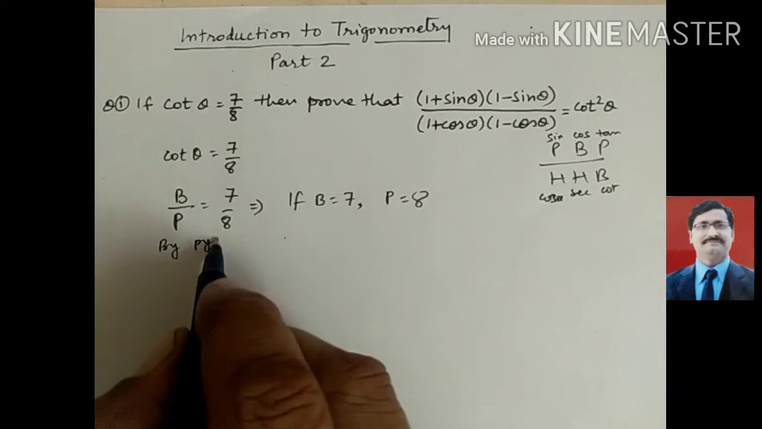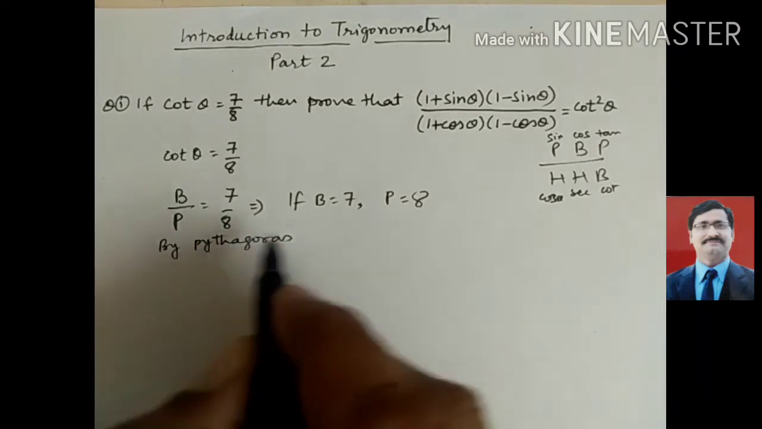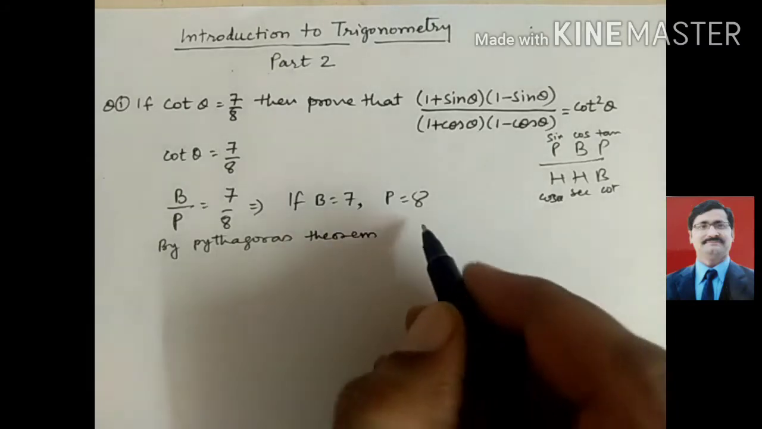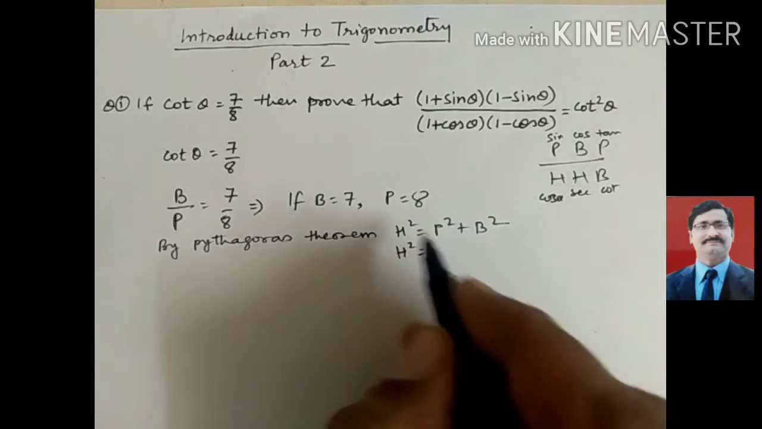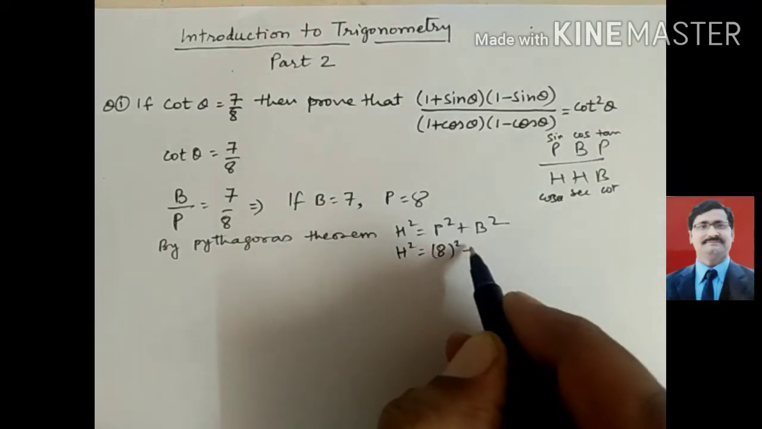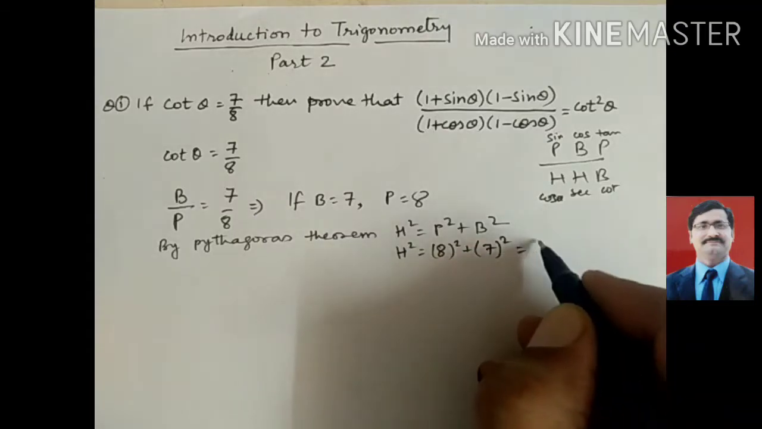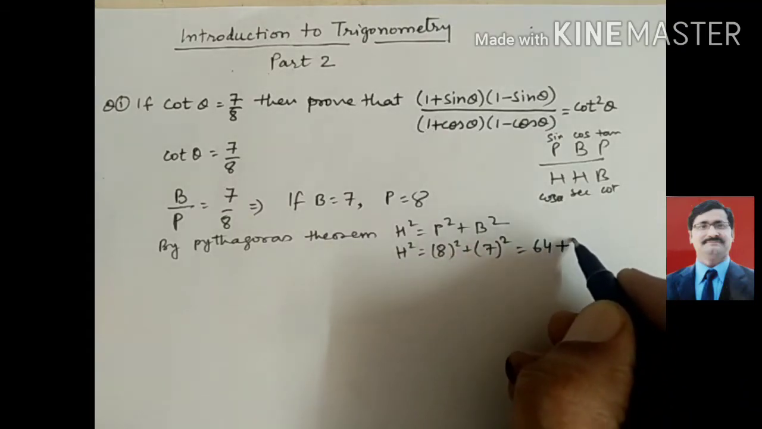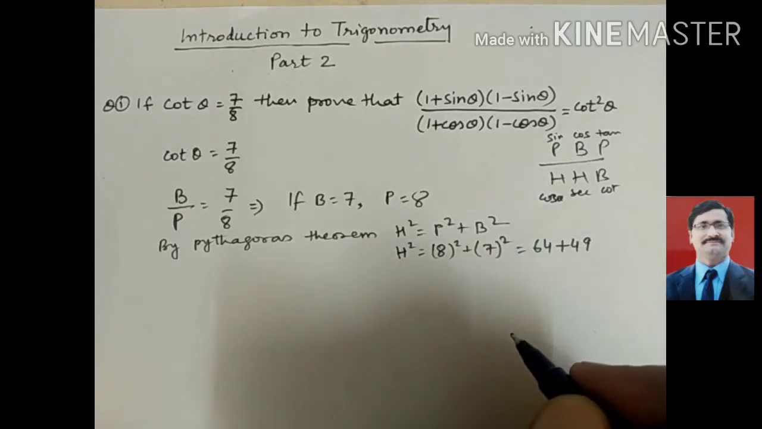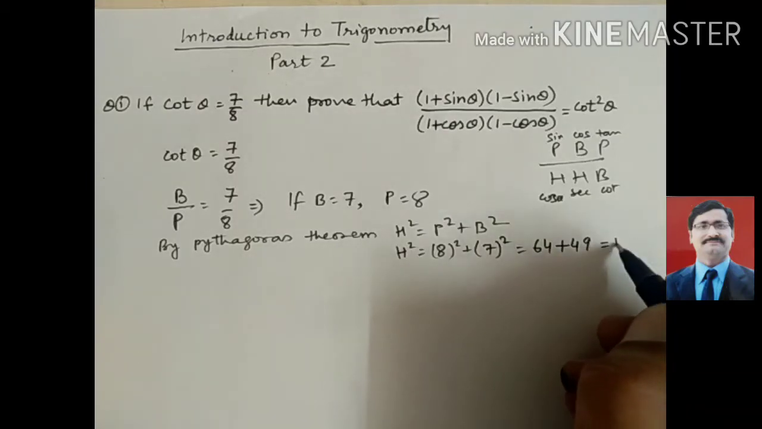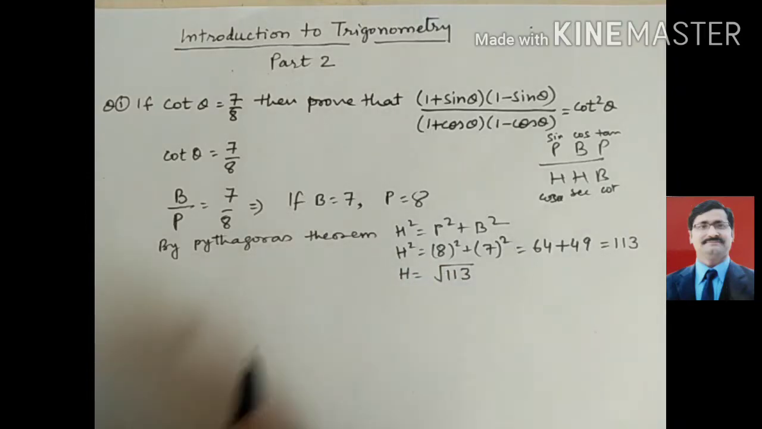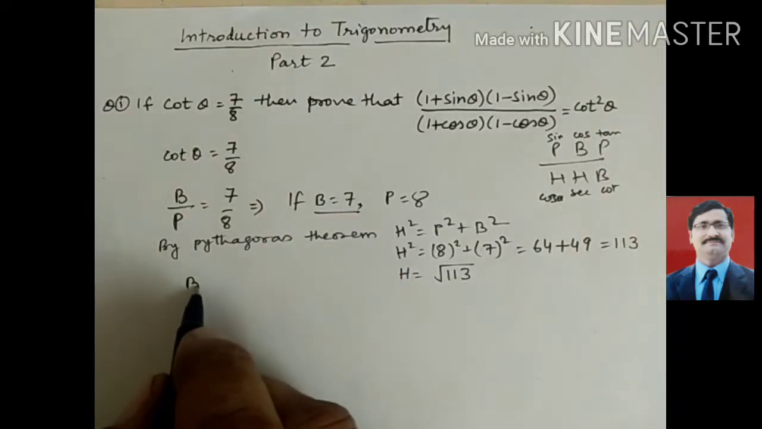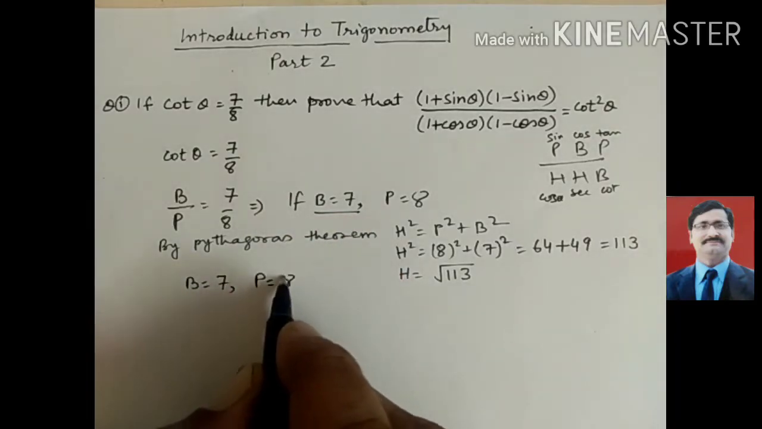By Pythagoras theorem, we can write hypotenuse square equals perpendicular square plus base square. Perpendicular is 8, so 8 square, and base is 7, so 7 square. 8 squared is 64 and 7 squared is 49, and the sum will be 113. So we get hypotenuse equal to root of 113. Now we have base equal to 7, perpendicular equal to 8, and hypotenuse root 113.